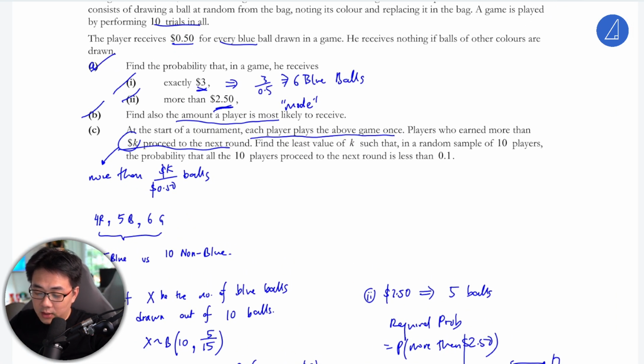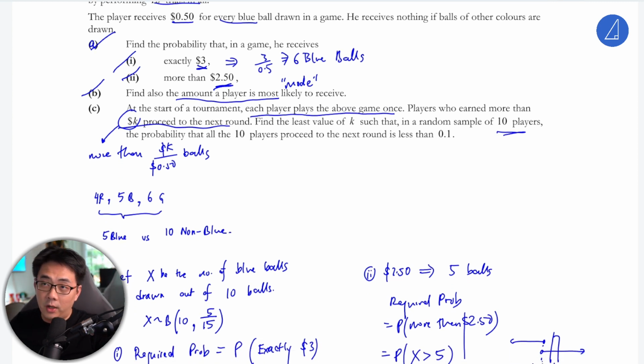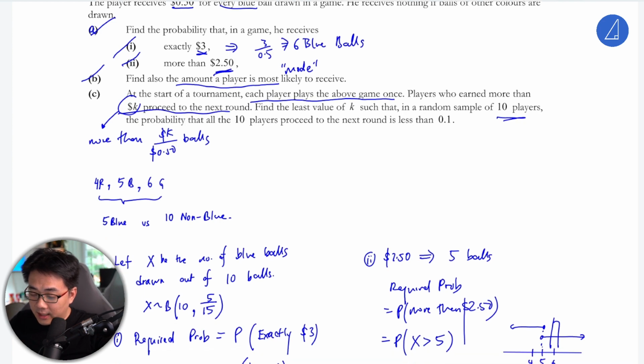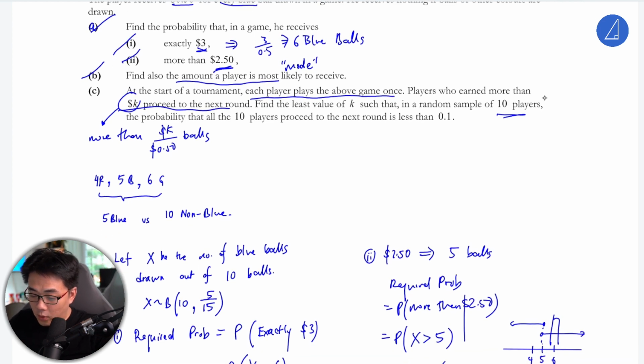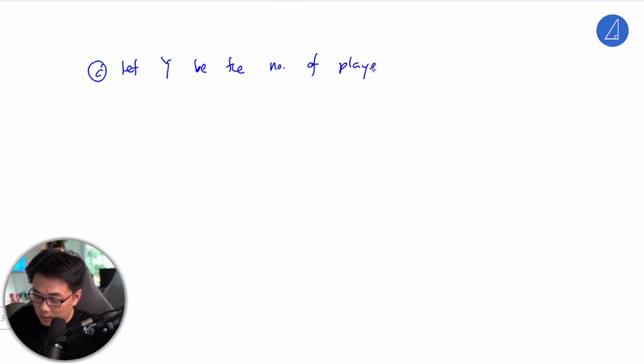Find the least value of K such that a random sample of 10 players... Probably that. So this is like binomial. We did another binomial because now the success rate will be P(X more than this value here). So we'll look at this case here. Okay, rewrite this. So for C, let Y be the number of players proceeding to the next round.